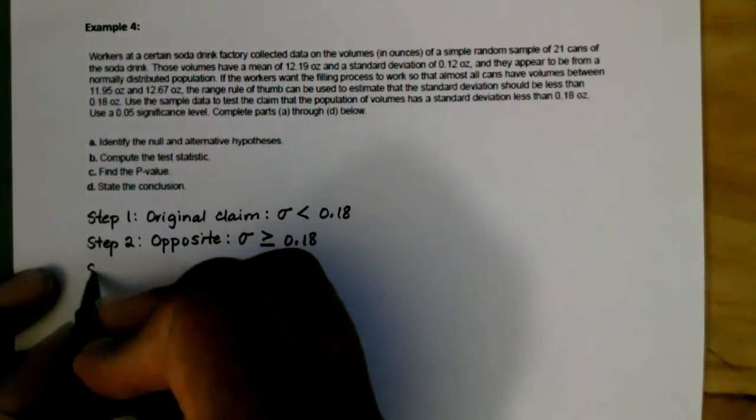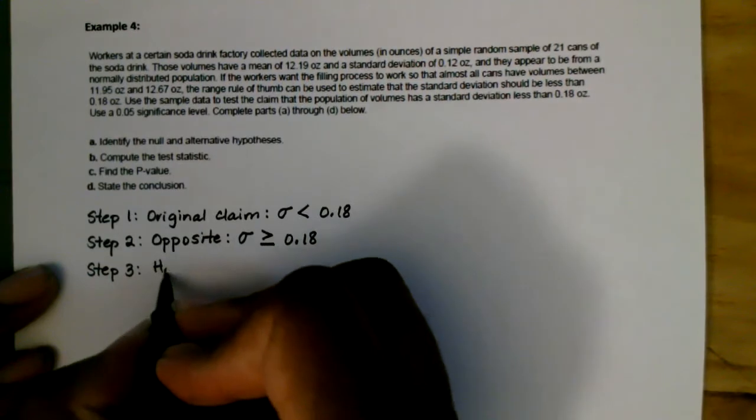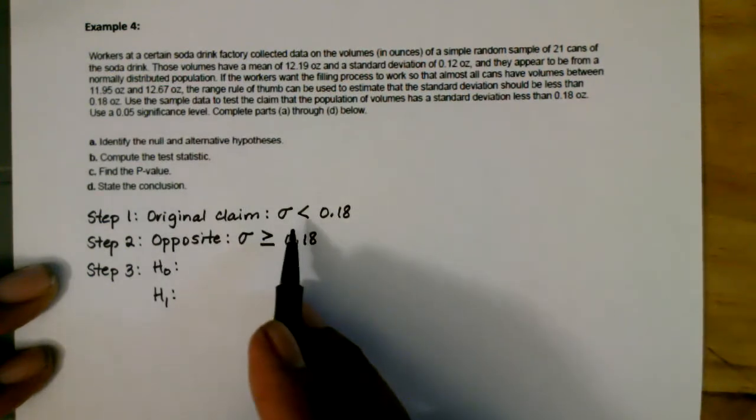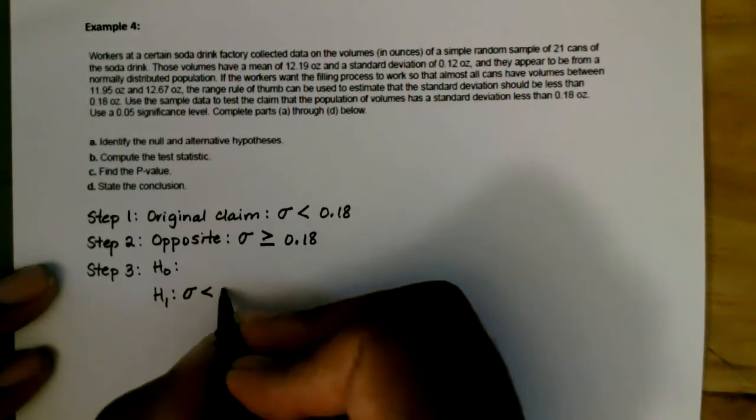And then step 3 is to identify the null and the alternative hypothesis. So in this case here, the not equal to will have to be an alternative hypothesis. So here, sigma is not equal to 0.18, goes under the alternative hypothesis, and that's also the claim. The null always has the equal sign in it, so it'd be sigma equal to 0.18.